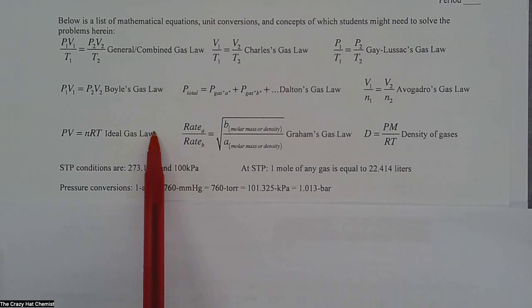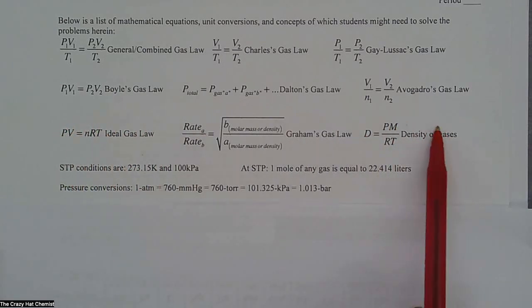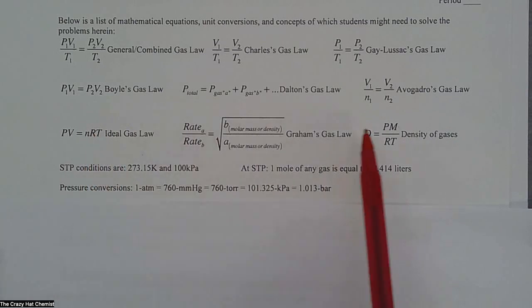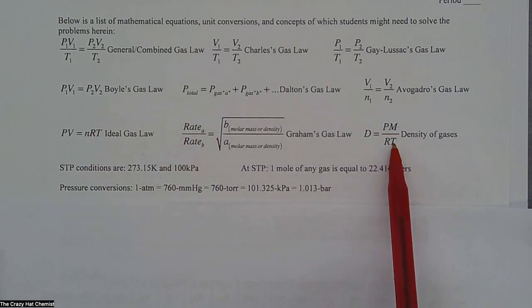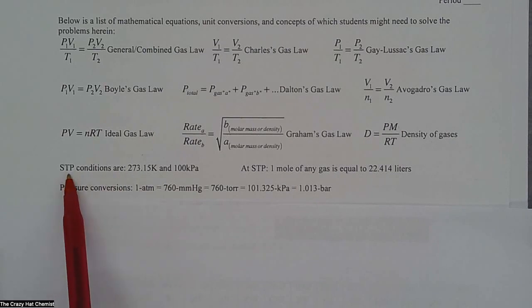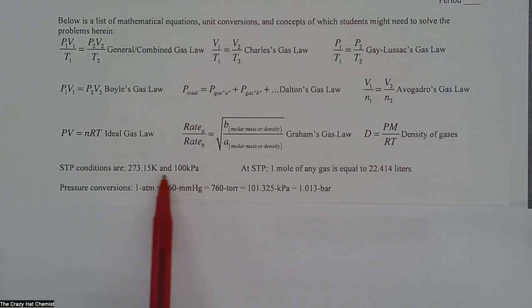A derivation of the ideal gas law of PV equals nRT is the density of gases. Density is equal to PM over RT. R is the gas constant, just like it is in the ideal gas equation. P is for pressure, T is for temperature, and M is for molar mass. D is for, of course, density. And then we have STP conditions. This is 273.15 Kelvin and 100 kilopascals. Your textbook might have 1 atmosphere, and that would be fine too, but I'm using the 100 kilopascals, which is actually the correct value.